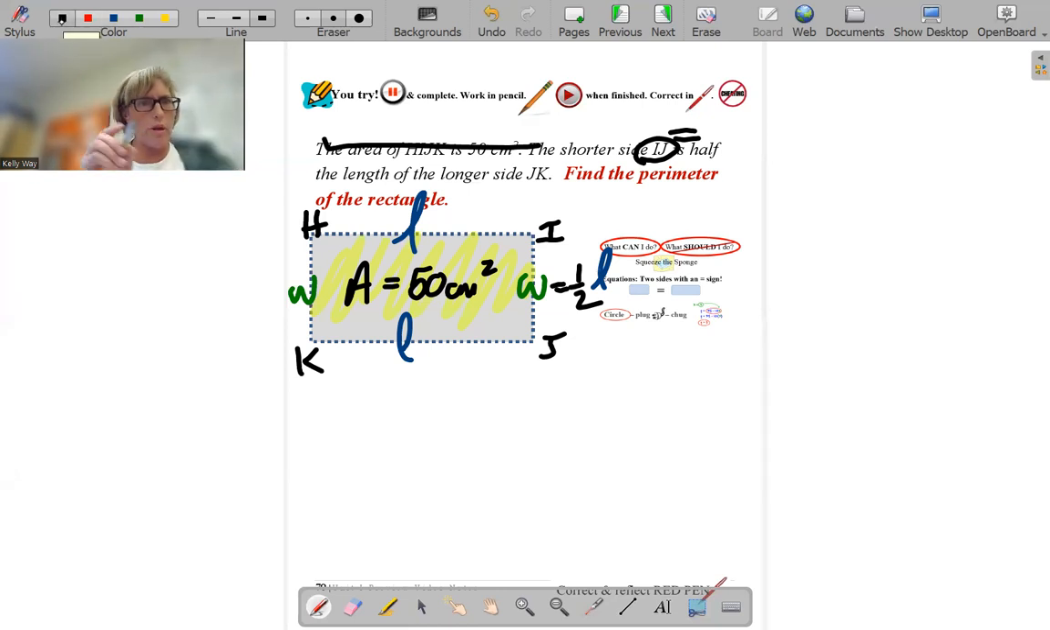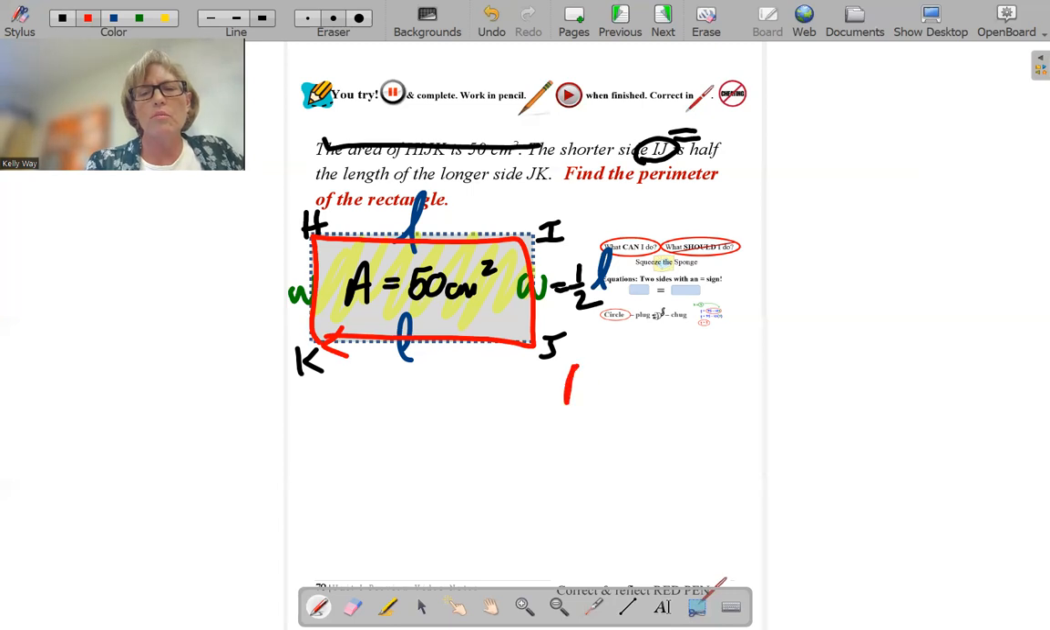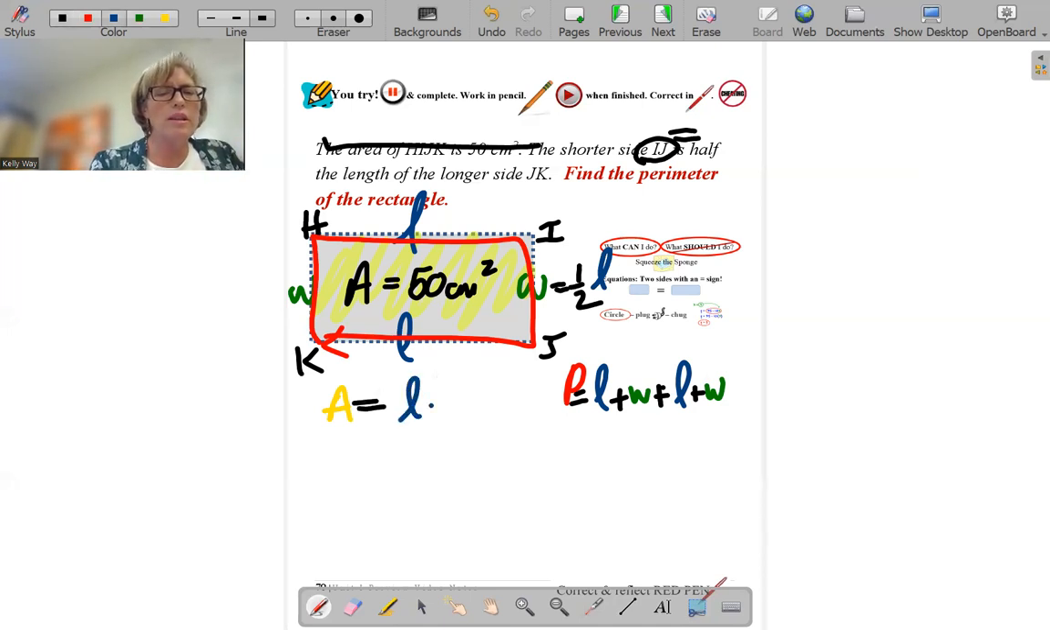So you start with what you have, not with what you need. We want the perimeter. So to walk around your perimeter, we go like this. Perimeter equals length plus width plus length plus width. You don't start with what you want, which is perimeter. You start with what you have. Area equals length times width. Ready? Let's circle, plug, check.